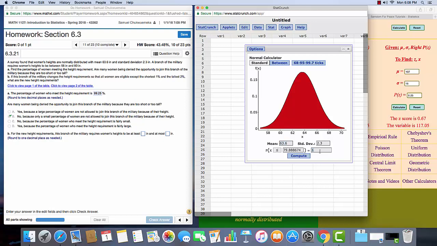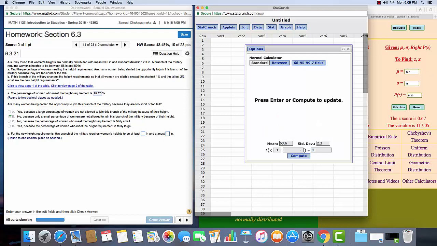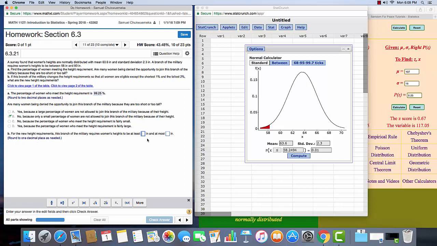Good. Now, the shortest 1% is 0.01. Okay, that is the probability. Now we want to find the actual value. So you're going to put the 0.01 here. To find the value, you click compute. Okay, so that is 58, to one decimal place will be 58.2. So I'm going to put 58.2 here.